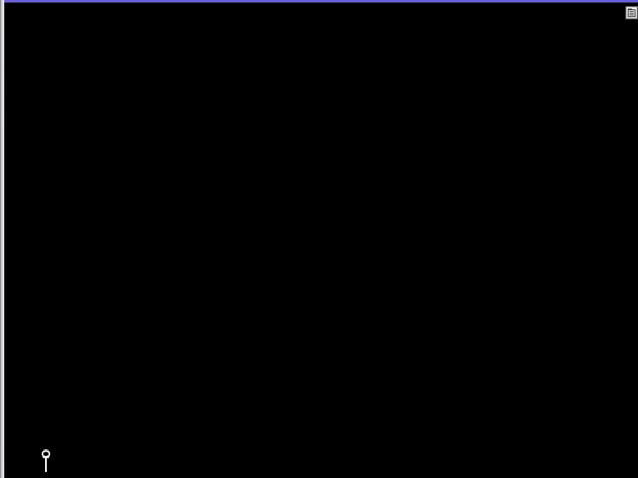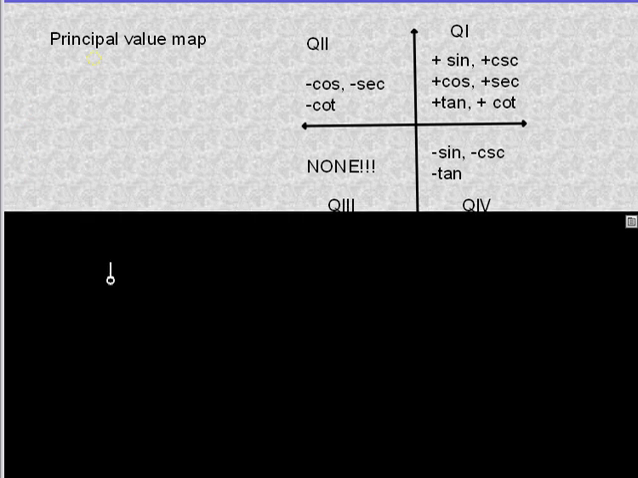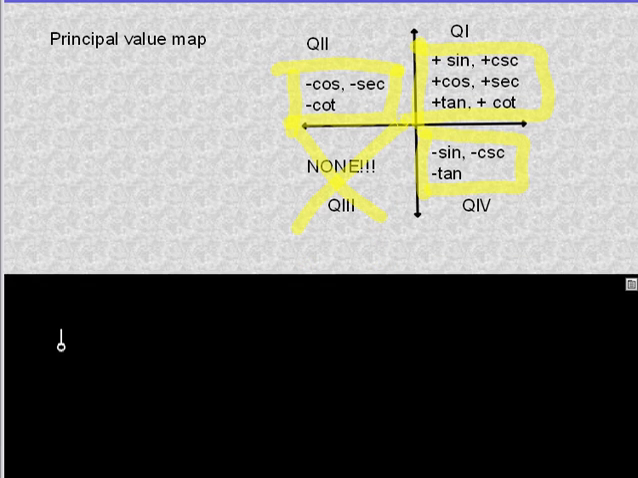All right, so let's look at some examples. Here's a summary principal value map. So notice all the positive ones come out of quadrant 1. So if you can remember, quadrant 1 has all your positive principal values. Quadrant 4 has sine, cosecant, and tan, and cosine, secant, and cotangent come out of 2. And you never, ever, ever have a principal value coming out of quadrant 3. So if you have an answer that's in quadrant 3, you've done something wrong.